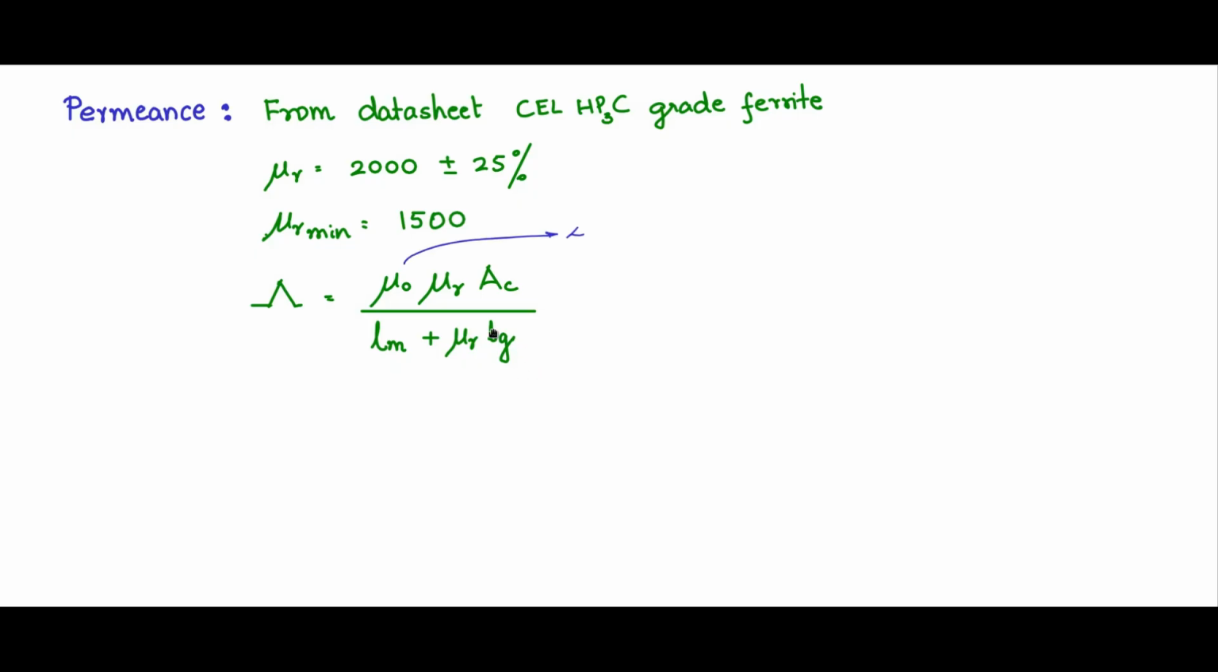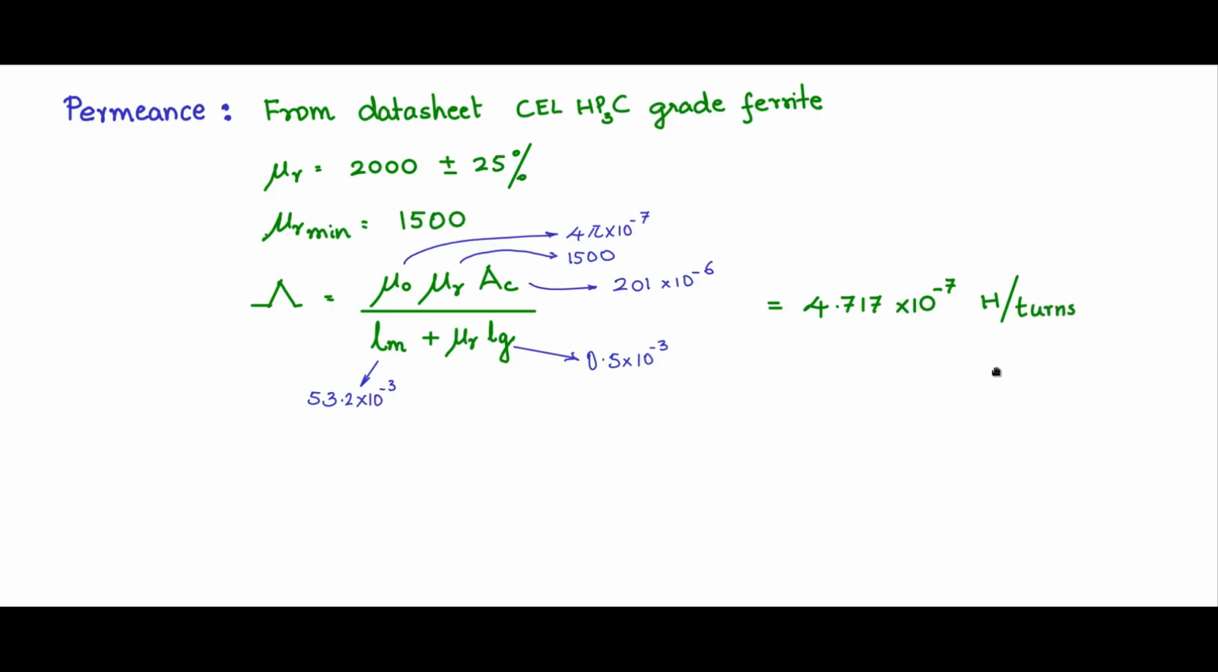So plug in the values. Let's say mu naught is 4π 10 to the power of minus 7. Mu r is 1500 as given here. AC is 201 10 to the power of minus 6 meters square. Lm is 53.2 10 to the power of minus 3 meters. Mu r is 1500 again, and Lg is 0.5 mm, so 0.5 10 to the power minus 3 meters. So this will work out to 4.717 10 to the power of minus 7 Henry per turn square. So this is the value of the permeance.